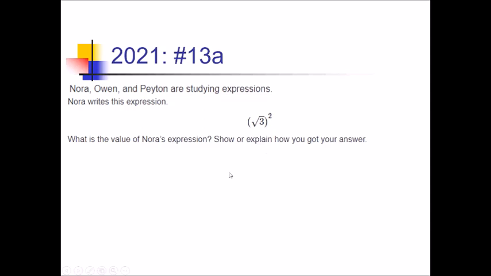A couple of ways to explain this, but basically we're multiplying radical 3 by itself, which should give us the square root of 9. And we know the square root of 9 is 3. Another way to explain this is that square root and square are inverse operations, so they would cancel each other out, leaving us with 3.